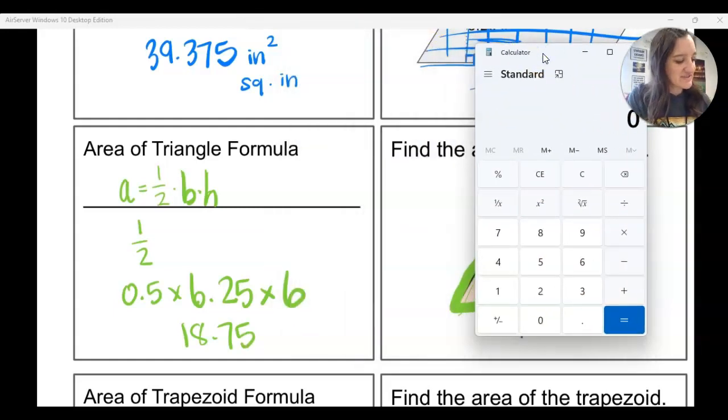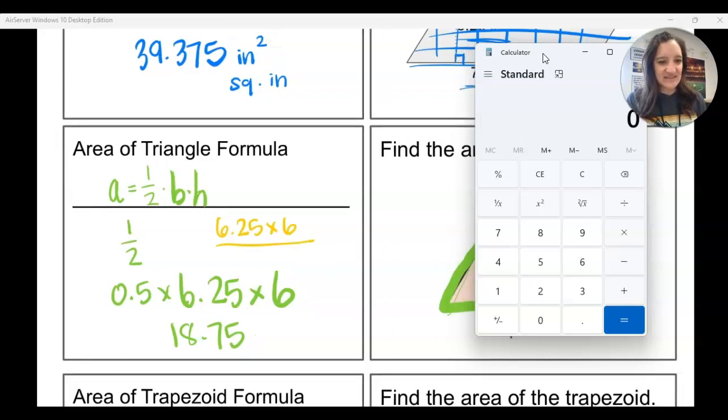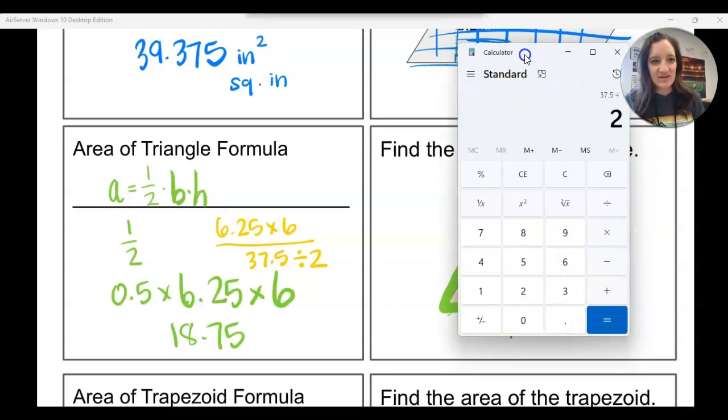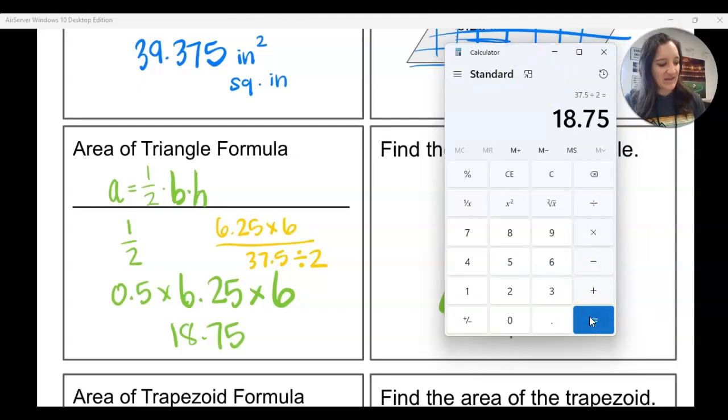Now, the other way you can put this into your calculator if you would like is, let me do a different color so you can see it. You could go 6.25 times 6. That'll give me 37.5. And then I'm going to choose to cut it into half, which is done by dividing it by 2. And I also get 18.75. Going to make sure that I do inches squared to have the correct label.